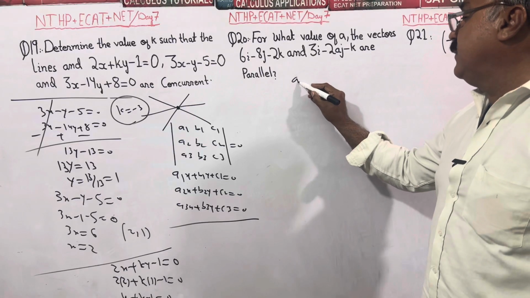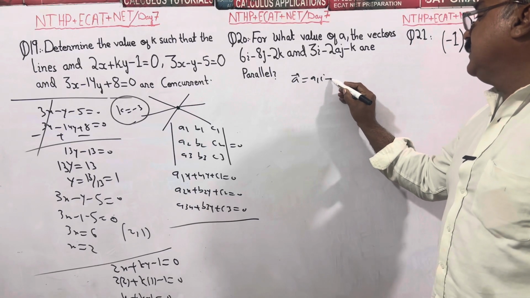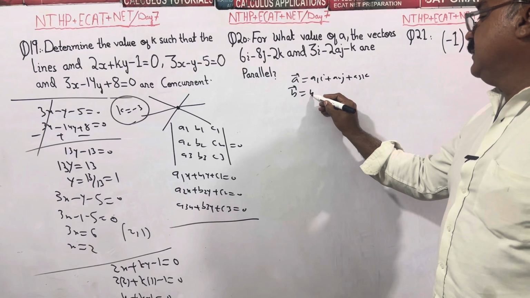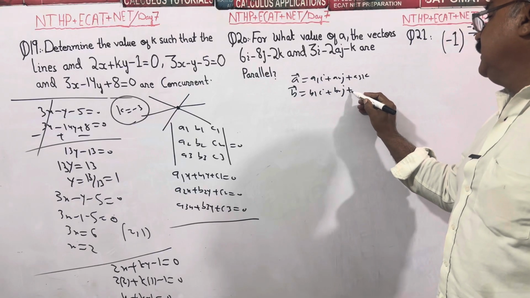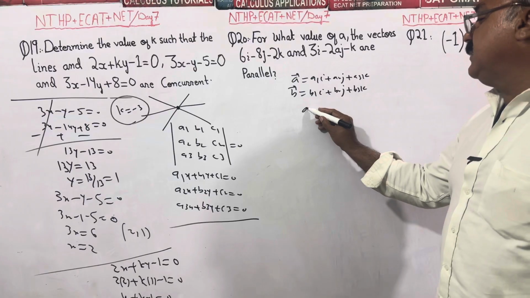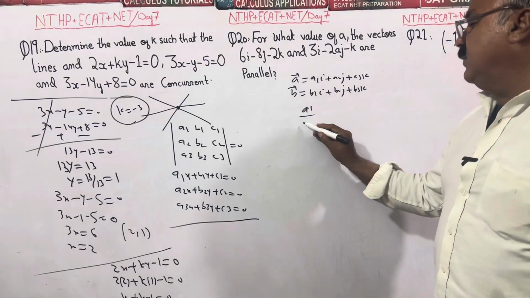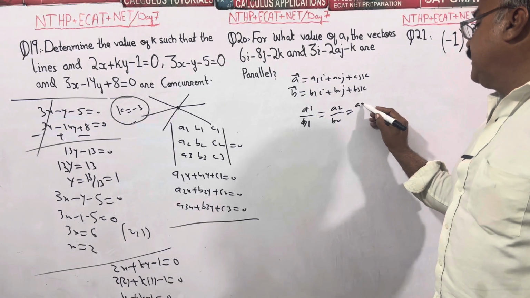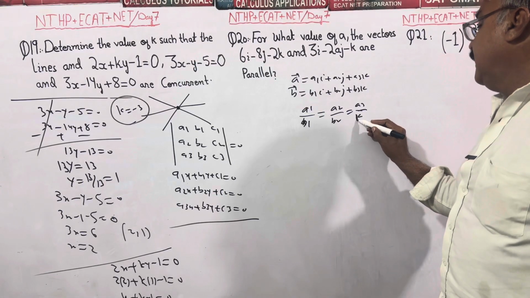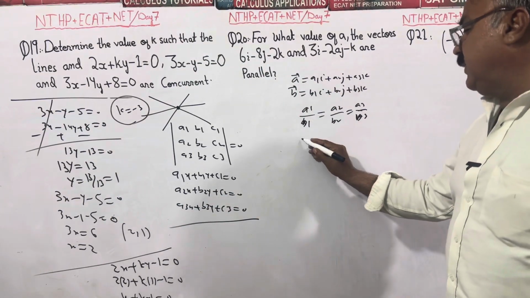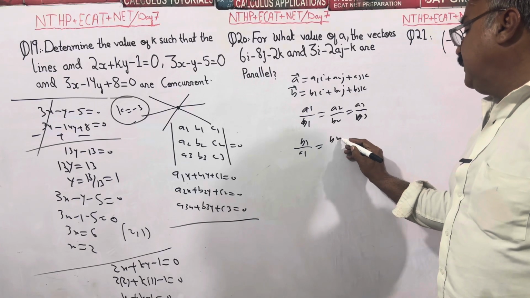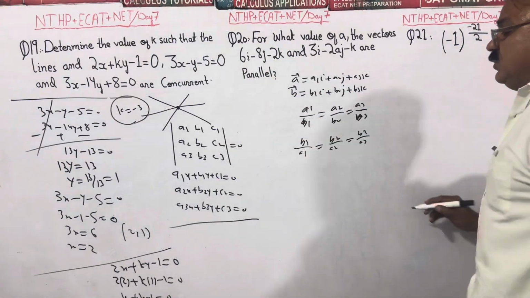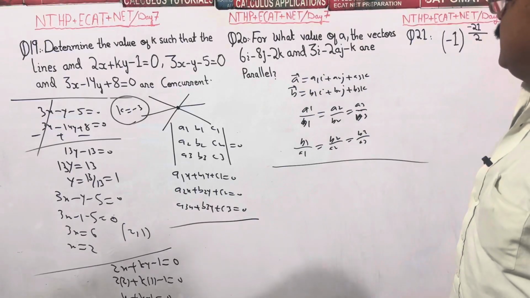Suppose we have two vectors, A is A1i plus A2j plus A3k, and similarly B is B1i plus B2j plus B3k. When two vectors are parallel, their corresponding ratios are equal: the ratio of i to i, j to j, and k to k are equal, like the sine law. Even their reciprocals are equal: B1 over A1, B2 over A2, B3 over A3. So taking any ratio, you are going to find the value of the unknown.